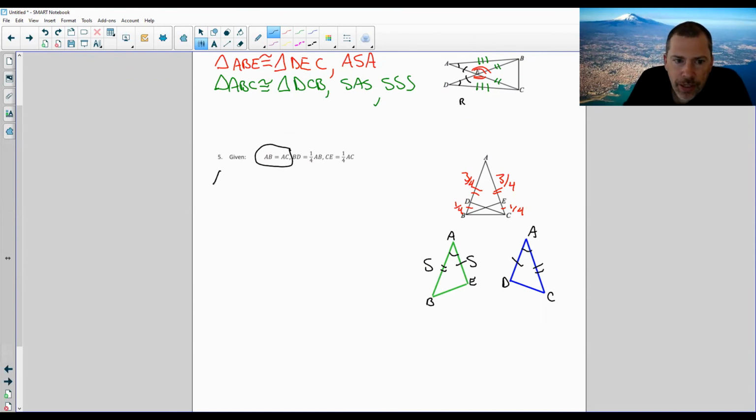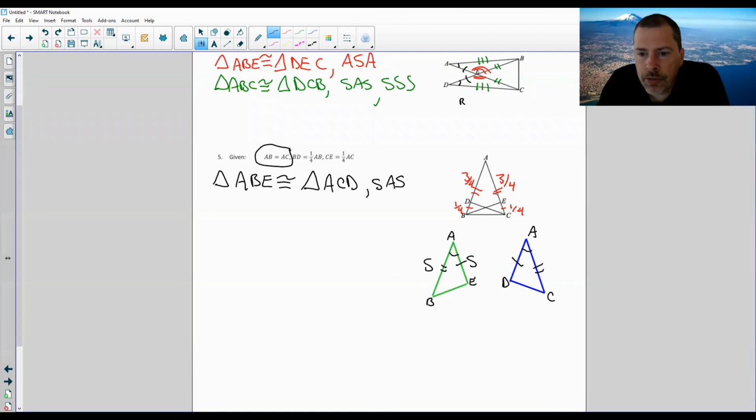Okay, so now I can say triangle ABE is congruent to triangle ACD by side angle side. Okay, that one was a little tricky. You just had to use the proportional sides to finish and remember that angle A was shared in both, so they're congruent.